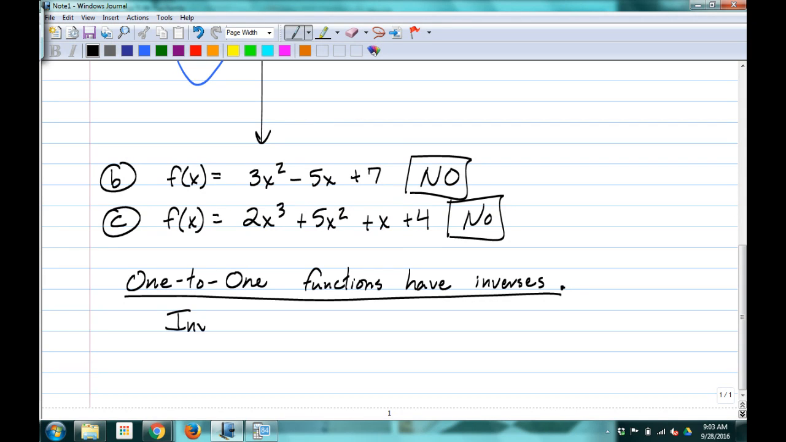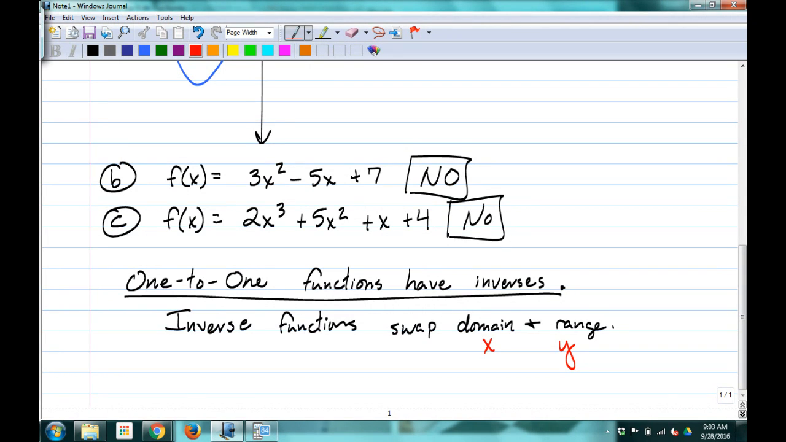Inverse functions. Does anybody remember talking about inverse functions before? They're easy. Swap domain and range. If I swap the domain and range, what am I really swapping? The x's and y's. That's really what I'm doing.